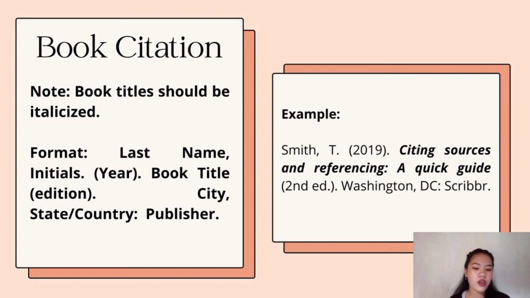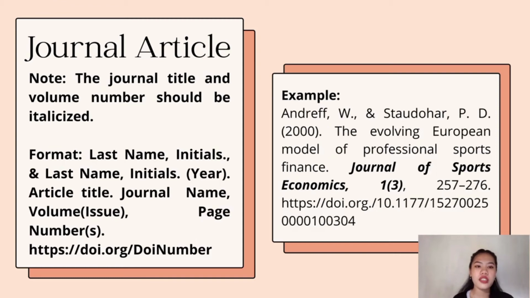So as you can observe in this example, the first letter of the title is capitalized, and then the whole title is italicized. Next is the journal article citations. So we have here a note that the journal title and volume number should be italicized.